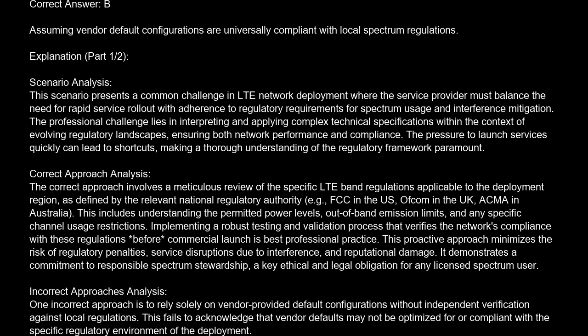Implementing a robust testing and validation process that verifies the network's compliance with these regulations before commercial launch is best professional practice. This proactive approach minimizes the risk of regulatory penalties, service disruptions due to interference, and reputational damage. It demonstrates a commitment to responsible spectrum stewardship, a key ethical and legal obligation for any licensed spectrum user.